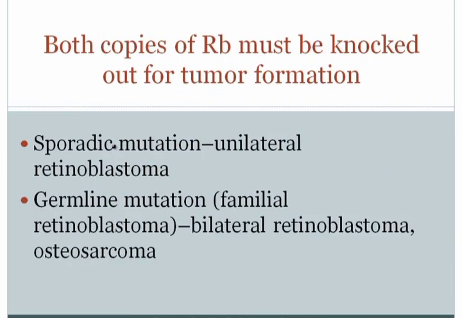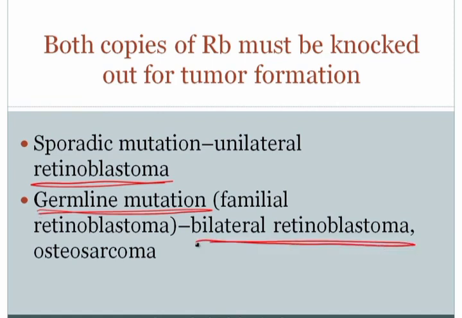Now again, same idea. Both copies of retinoblastoma must be knocked out for tumor formation, and that's called Knudson's two-hit hypothesis. If a patient has sporadic mutations resulting in both copies of retinoblastoma being knocked out, the patient will develop unilateral retinoblastoma. However, if the patient has germline mutation of retinoblastoma, the patient is more likely to develop bilateral retinoblastoma, and they also can develop osteosarcoma.